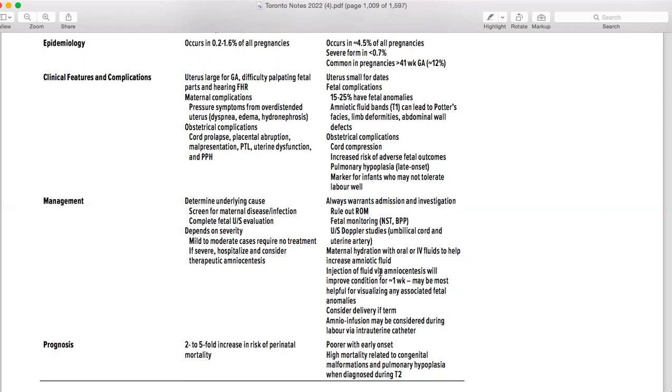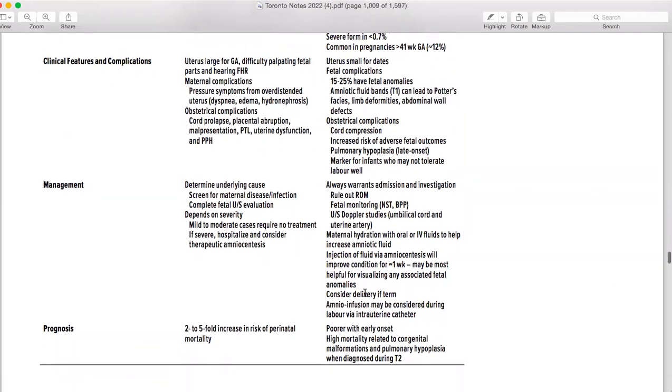If she is still not getting well, what we are going to do is put amniotic fluid into that particular area. So injection of fluid via amniocentesis, with improved condition in 1 week. So consider delivery if everything is not working. Amnioinfusion may be considered during labor. Maybe the placenta sticks with the baby, so we need to put fluid to get it detached from that.